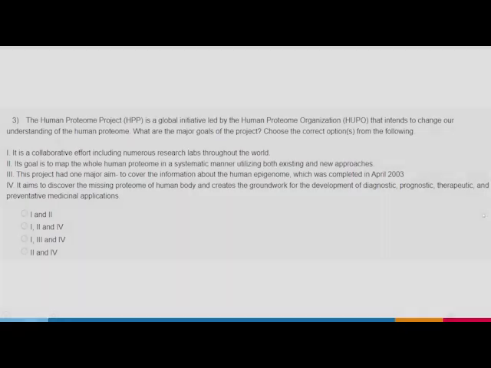Okay. So Dr. Ajay says it is 1, 2, and 4. That is, it is a collaborative effort including numerous research labs throughout the world. Global map of the human proteome in a systematic manner utilizing both existing and new approaches. And it wants to discover the missing proteome of the human form. Anyone else want to try and answer this?